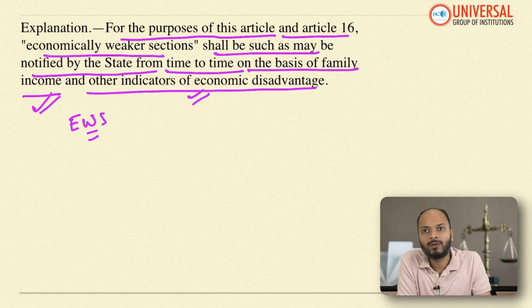Article 15 broadly asks the state and private individuals not to discriminate against fellow citizens on the basis of 5 parameters, but there are certain exceptions to it. The state can make special laws for women and children. The state can make special laws for SCs, STs and socially and educationally backward classes. The state further can make special laws for the EWS, the economically weaker section. That is the crux of Article 15.